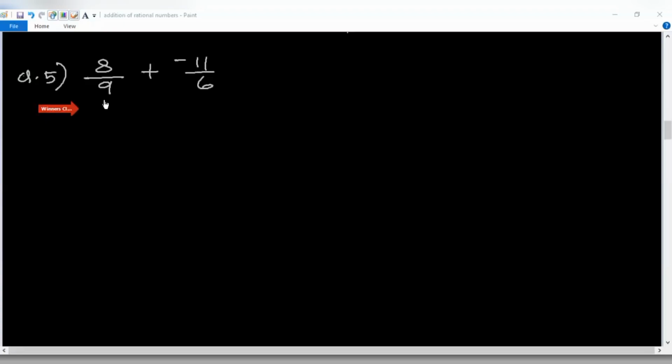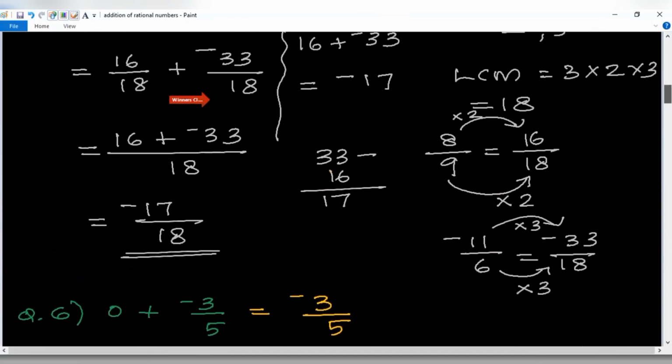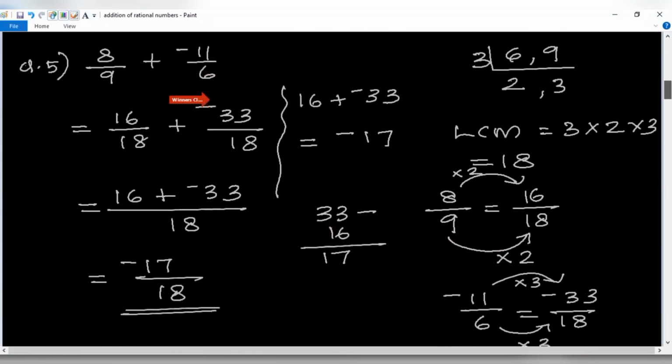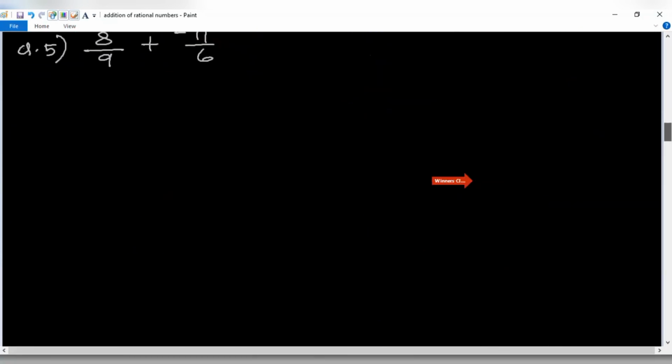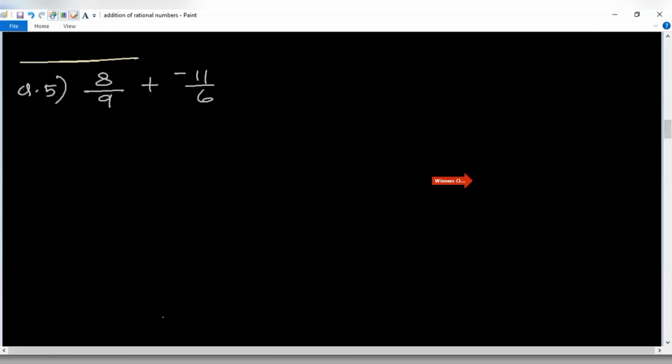See, here also we can apply the same logic. This is question number 5, which we have done some time back. See, 8 by 9 plus negative 11 by 6. Here the denominators are different. In the previous method, what we have done is like this. We have taken the LCM and converted each denominator part to this LCM. But it was time taking. Now, we can do the same question with the cross multiplication method.